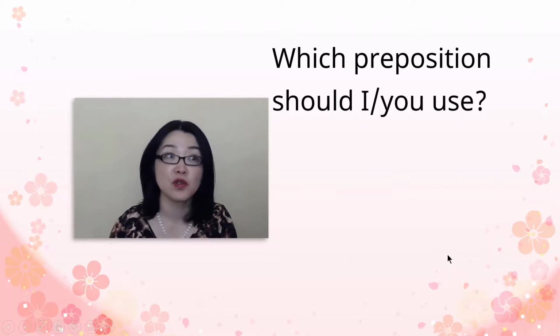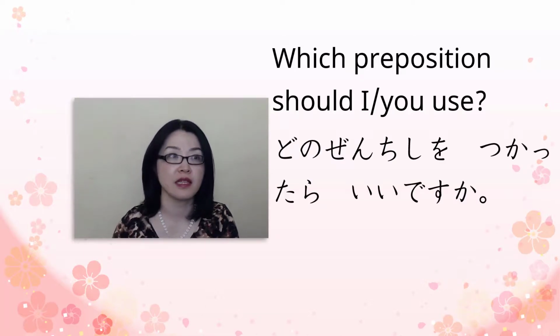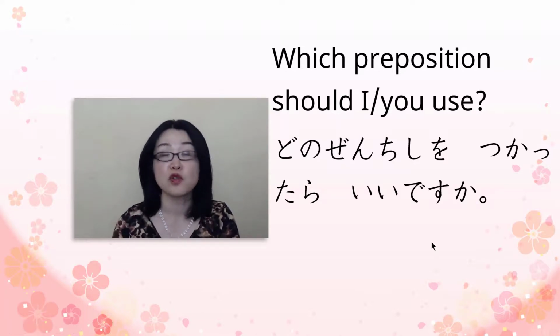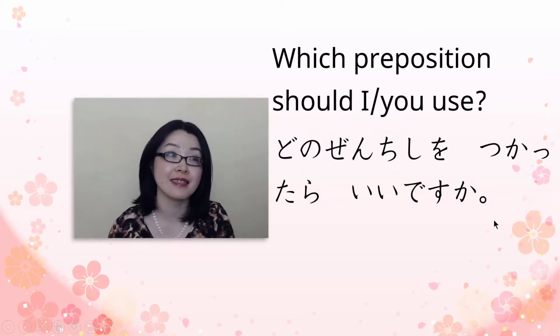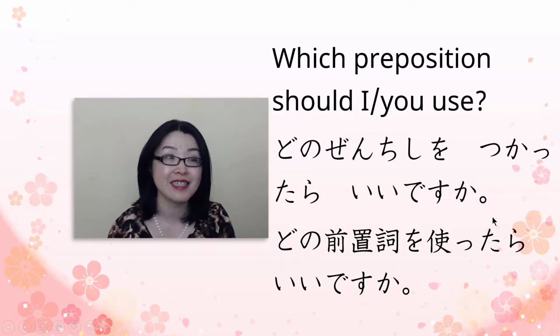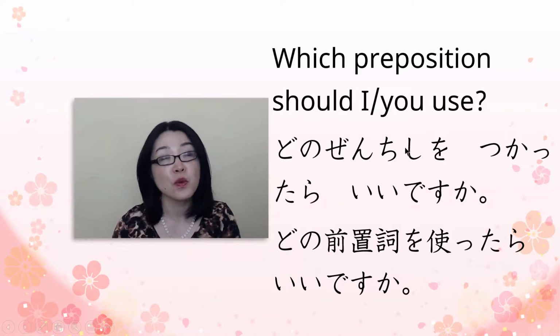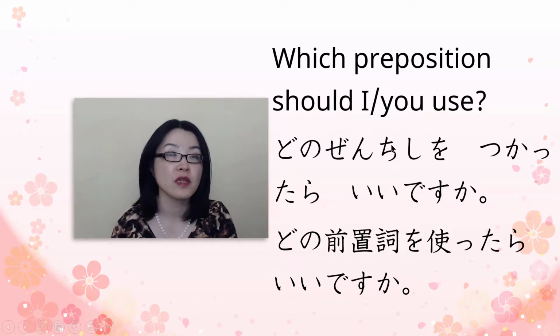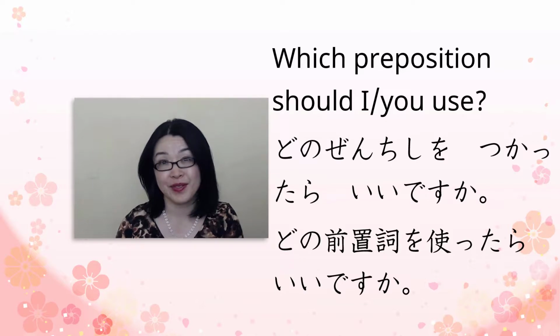Which preposition should I or you use? So in Japanese, we don't normally show the subject of the sentence. So if you ask your student which preposition should you use, you say like this. どの前置詞を使ったらいいですか? But this sentence also works as when you ask question to your tutor, which preposition should I use?